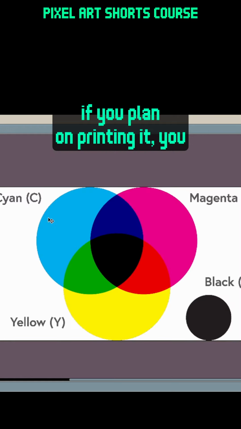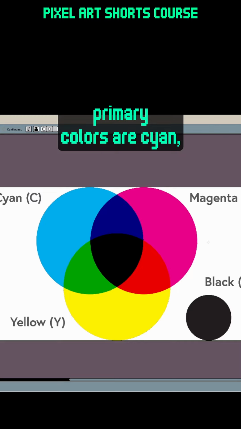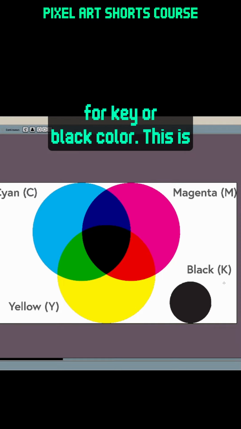However, if you plan on printing it, you will need the CMYK model. Here the primary colors are cyan, magenta and yellow. Letter K stands for key, or black color.